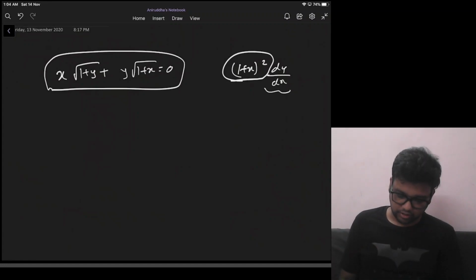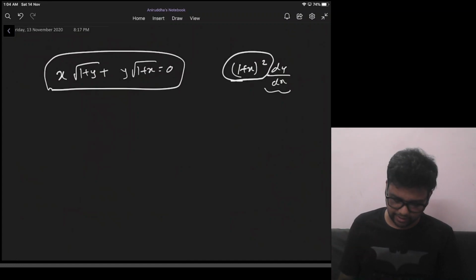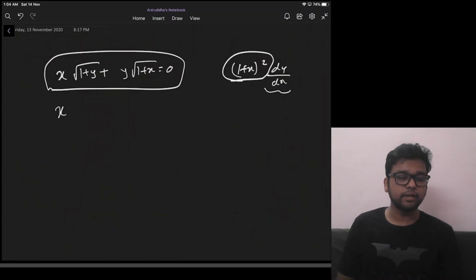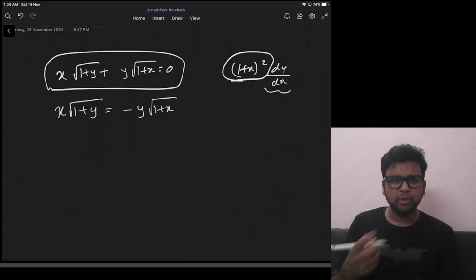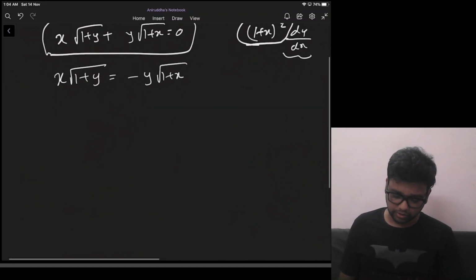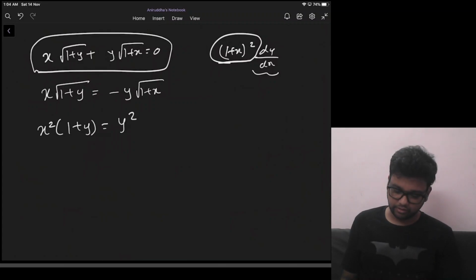How do we do that? Maybe you can take the term y into root of 1 plus x to the right hand side. Now concentrate, because this rearrangement is going to be interesting. Minus y into root 1 plus x. Then maybe we can take the square so that the square root sign goes away. So x square into 1 plus y is equal to y square into 1 plus x. Square root sign will go away.